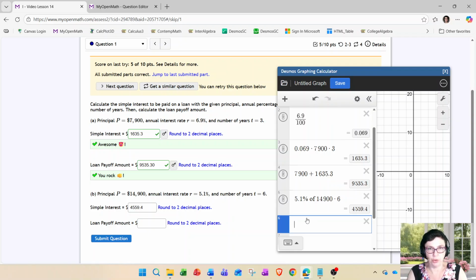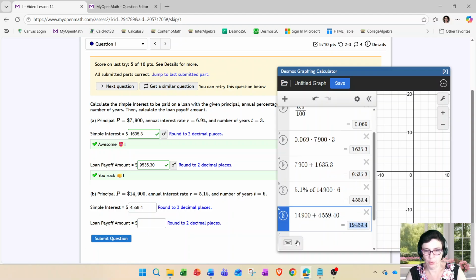So now to find the total payoff, you're going to have to add the interest to the principal. And that will go in here.